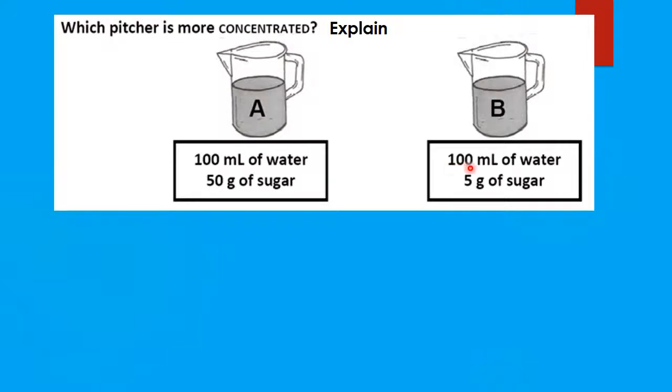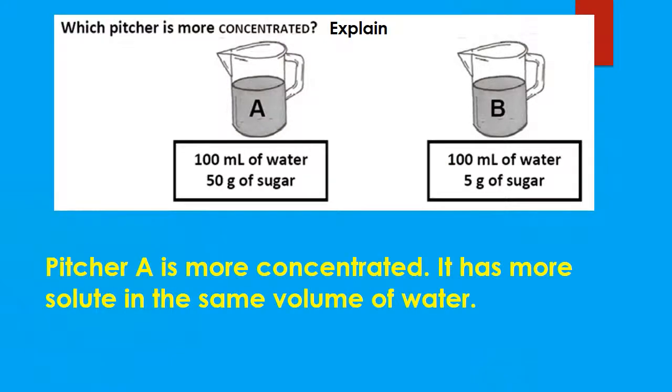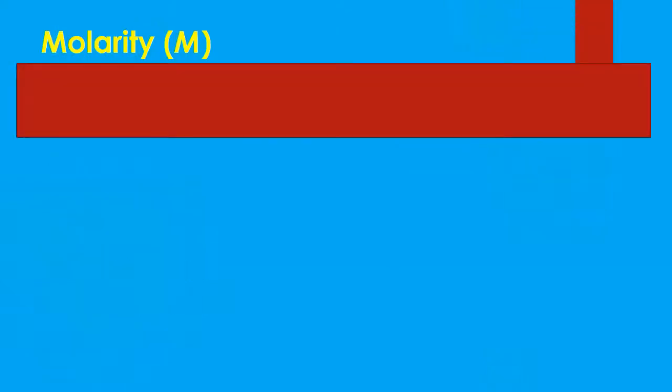So now we can say that picture A is more concentrated because it has more solute in the same volume of water. If you were to taste it, because it's sugar, you would see that picture A is sweeter. So it would be more concentrated for the same volume of water. Now the answer could change based on the volume of water used. So keep that in mind.